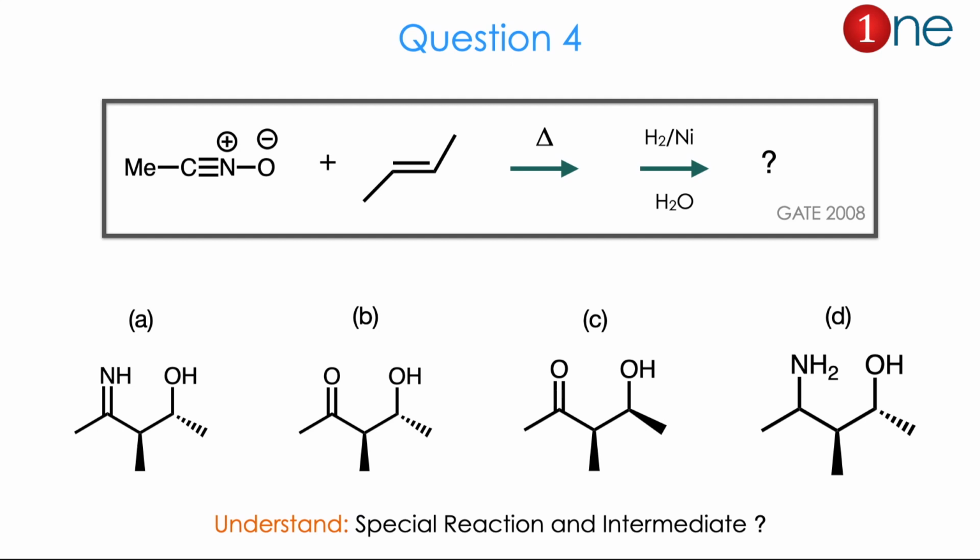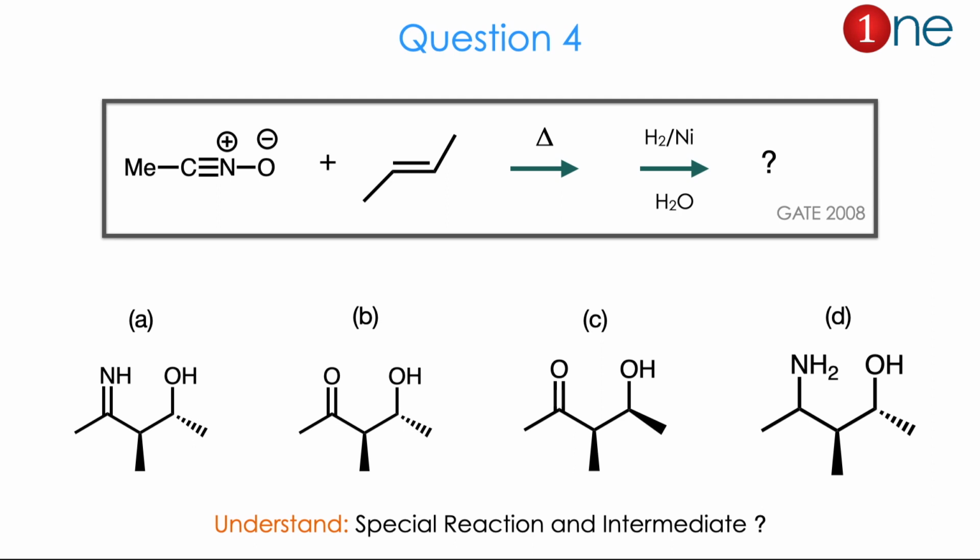Then question number 4. The starting material is a cyanide compound because it contains C triple bond N and O, the NO in the halide form. Then you are using a trans alkene, then you are heating. The next step you are using nickel and hydrogen, which is the reduction step, then you are using hydrolysis. They ask you to find the product.